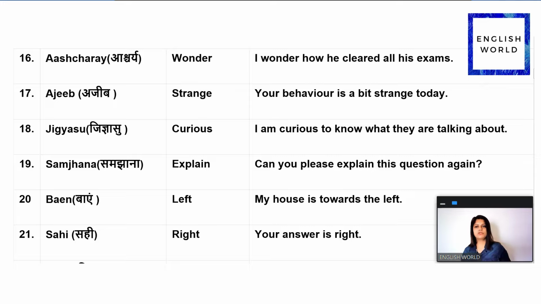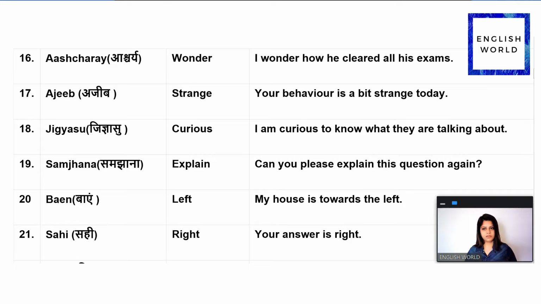Jigyasu. Jigyasu means जानने की इच्छा रखना. It is called curious in English. So for curious, you can use the sentence as I'm curious to know what they are talking about. आप जानना चाहते हो वो क्या बात कर रहे हैं. You will say I'm curious to know anything. I'm curious to know who will win the match. I'm curious to know who killed the couple in the movie. So you are curious to know something.